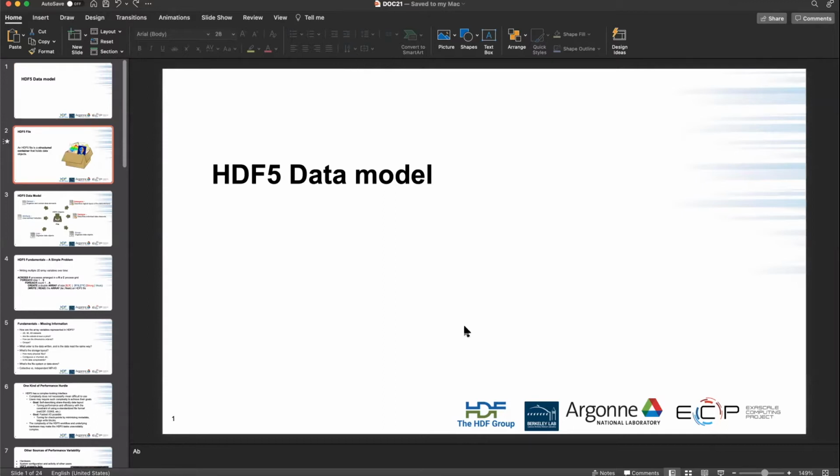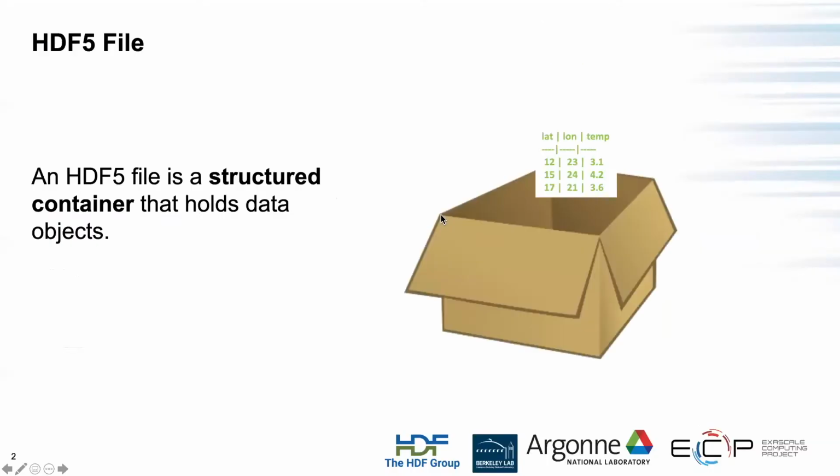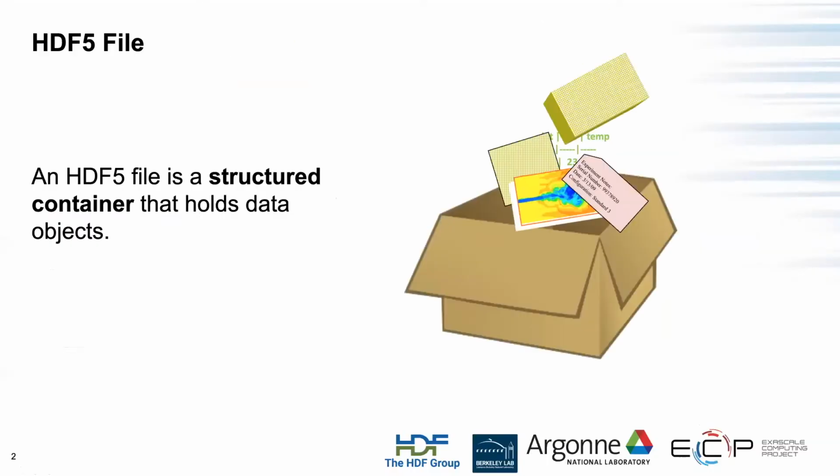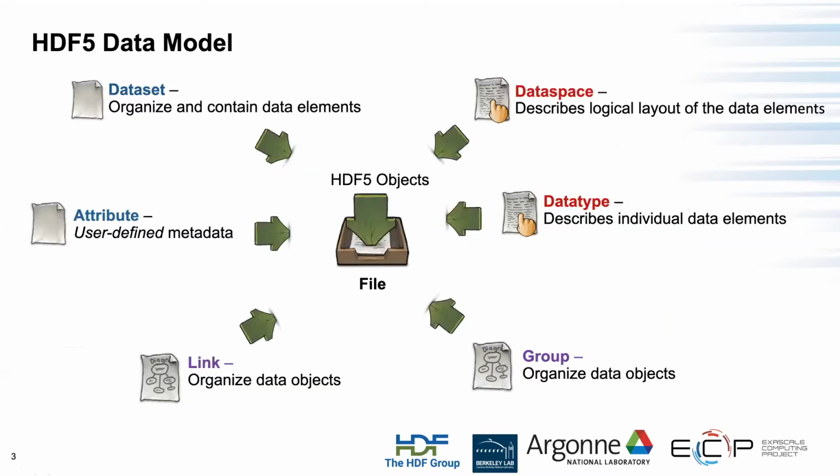Let me start my slides. So let's do a quick review of HDF5. As we know, it's a structured container, so it holds all the objects. Let's look at some of those objects. You have your fundamental objects, which are your data sets and your attributes. Your data sets organize and contain the data elements, and attributes are usually your user-defined metadata. Associated with those data sets and attributes are data spaces, which describe the logical layout of the data, and you also have your data type, which describes individual data elements.